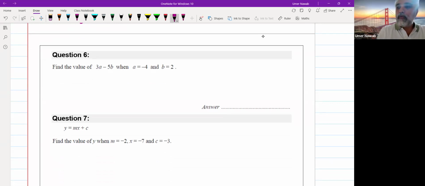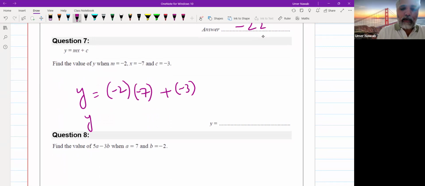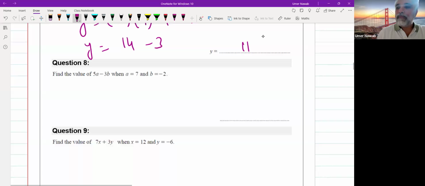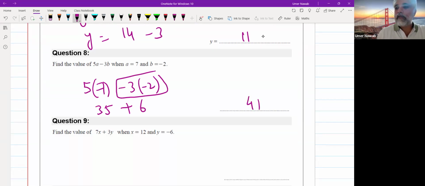So the guy gave you 3 and -4, -5 and 2. When you simplify and get your answer from a calculator, gives you -22. Next is y equals -2, -7, plus -3. Y is equals to 14, -3. And we know the answer is 11. 5 times 7 minus 3, -2, guys. So this is 35 plus 6. Got it? And gives us 41.